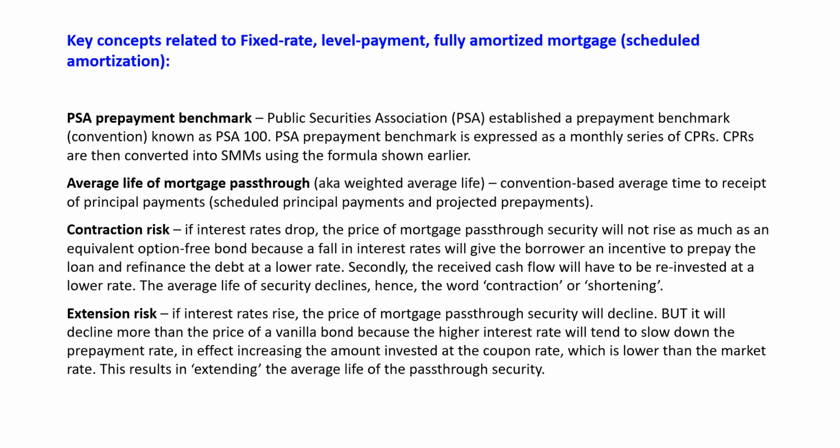There's also a PSA prepayment benchmark in the US. Basically, it's a benchmark table that shows different labels for different speeds of prepayment. It's called the Public Securities Association Benchmark, PSA, in the US, and there are equivalents in other countries. Average life of a mortgage pass-through is a convention-based average time to receipt of principal payments. So how long it takes for you to receive the principal amount of the mortgage.